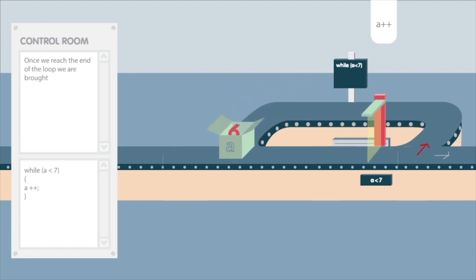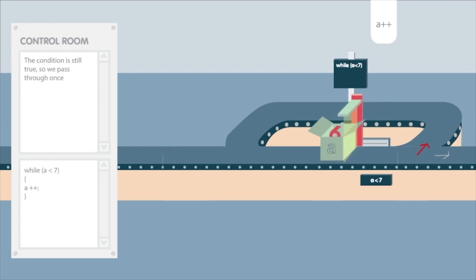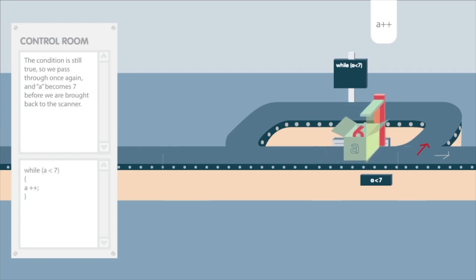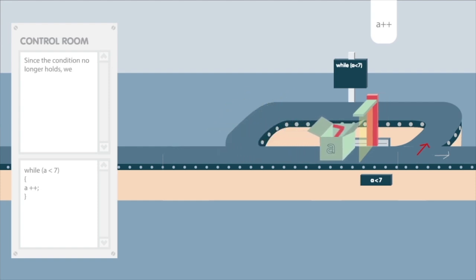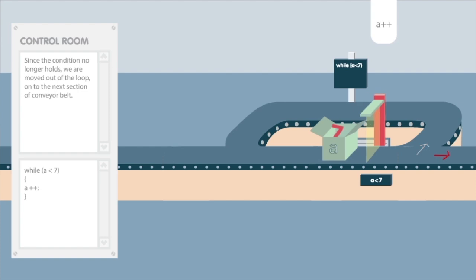Once we reach the end of the loop, we are brought back to the scanner to check the requirements. The condition is still true, so we pass through once again, and a becomes 7 before we are brought back to the scanner. Since the condition no longer holds, we are moved out of the loop onto the next section of conveyor belt.